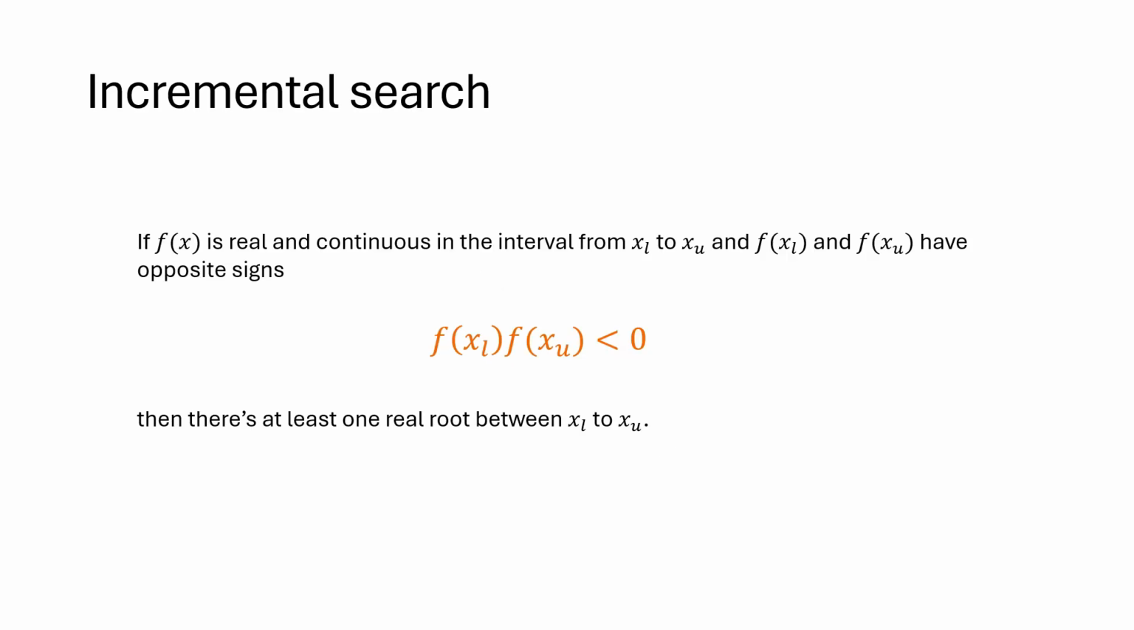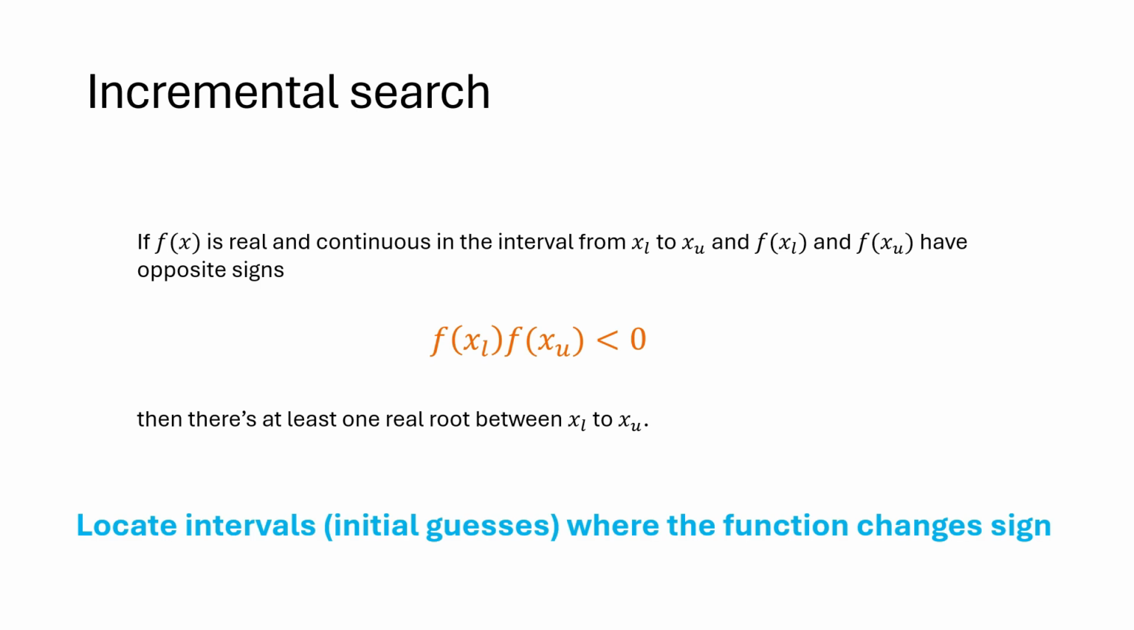In general, if a function f of x is real and continuous in the interval from xl to xu, and the corresponding function values have opposite signs such that their product is less than 0, then there is at least one real root present in this interval. Incremental search uses this observation to locate intervals where the function changes its sign. Then, from these intervals, we can provide effective initial guesses to find roots.